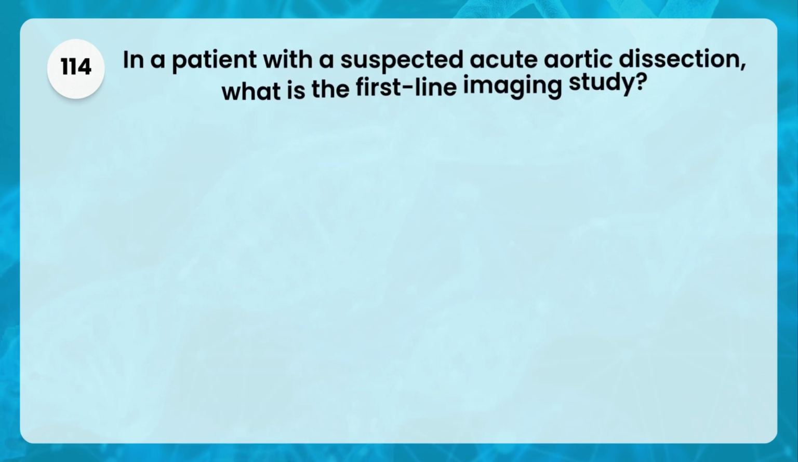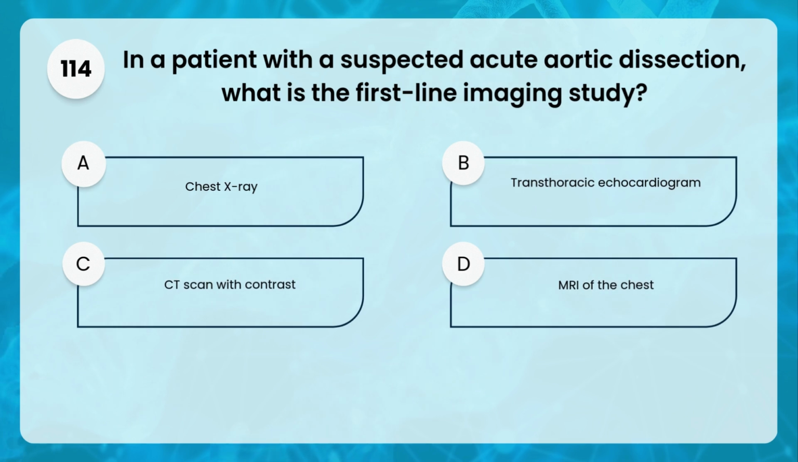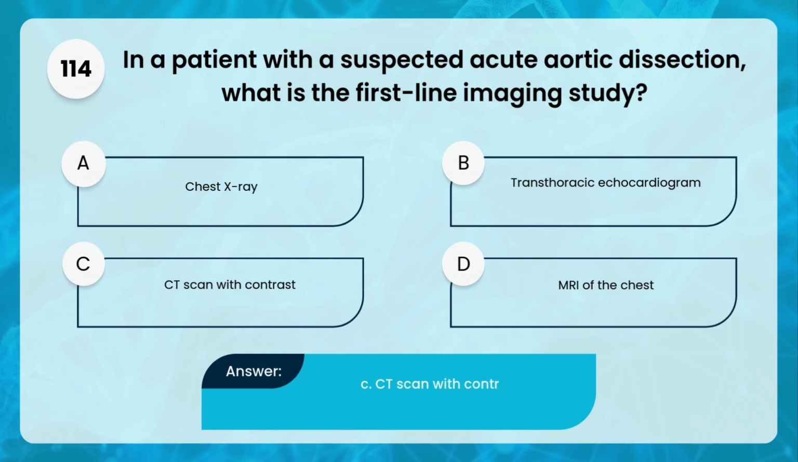114. In a patient with a suspected acute aortic dissection, what is the first-line imaging study? A. Chest X-ray. B. Transthoracic echocardiogram. C. CT scan with contrast. D. MRI of the chest. The answer is C. CT scan with contrast.